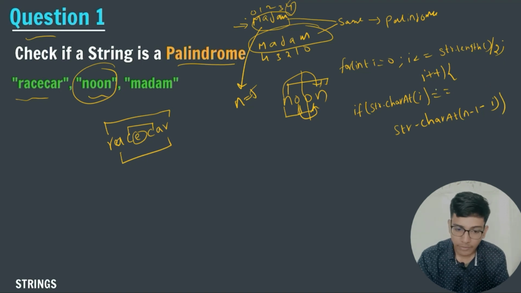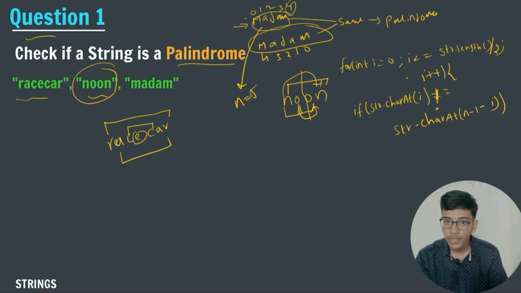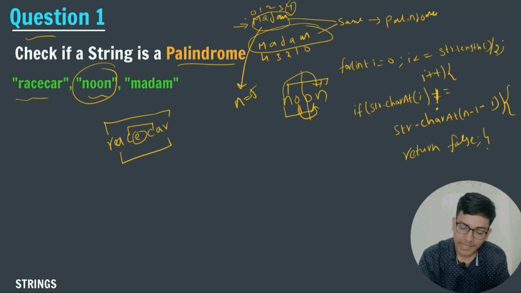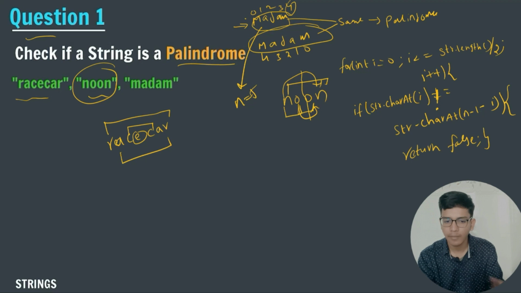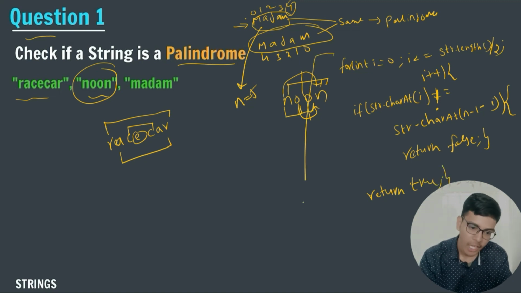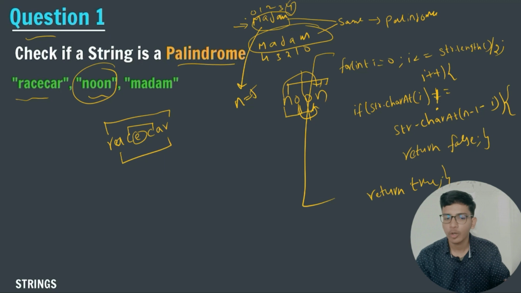If any one of these is not equal, first of all I am checking for not equal, then immediately return false. If all our loop iterations are completed, then what is the meaning of it? The meaning is that the given string is a palindrome. So if the for loop is completed, then return true. So this is the pseudo code for checking whether the given string is a palindrome or not. Now let us code this and understand even better.